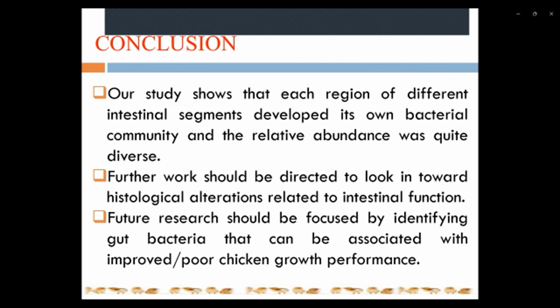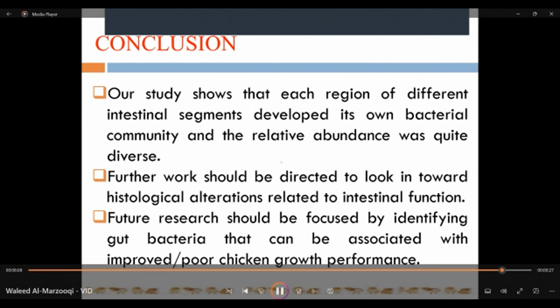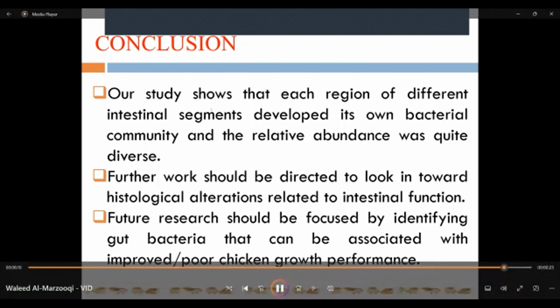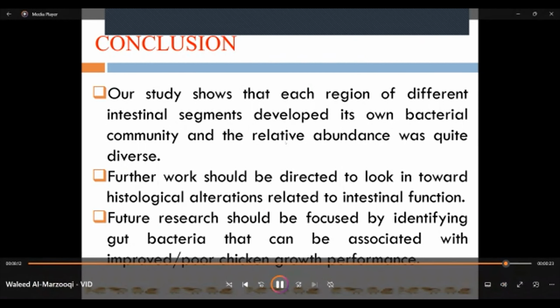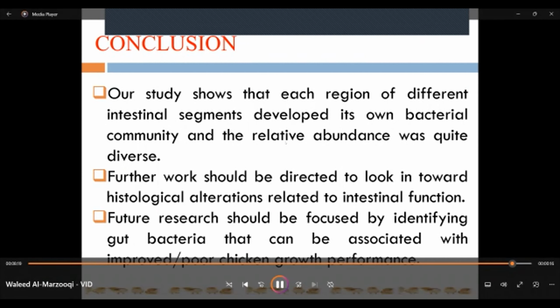In conclusion, our study shows that each region of the different intestinal segments developed its own bacterial community, and the relative abundance was quite diverse. Future work should be directed toward histological alterations related to intestinal function, as well as identifying gut bacteria that can be associated with improved or poor chicken growth performance.